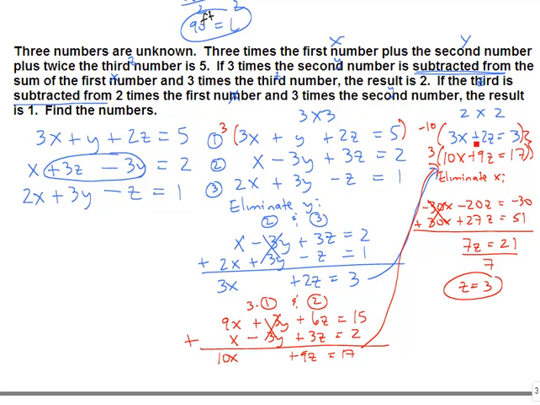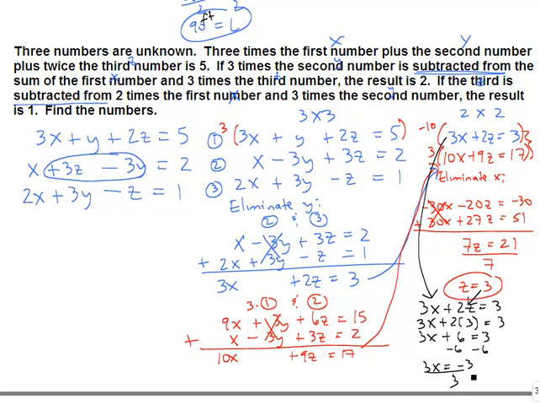Now, out of these two equations, the slightly better looking one, I think, would be the top one because the numbers are a little bit smaller. So I'm going to recopy it, and we're going to substitute in 3 for z. So we get 3x plus 6 equals 3. So we get 3x equals negative 3. So x equals negative 1.